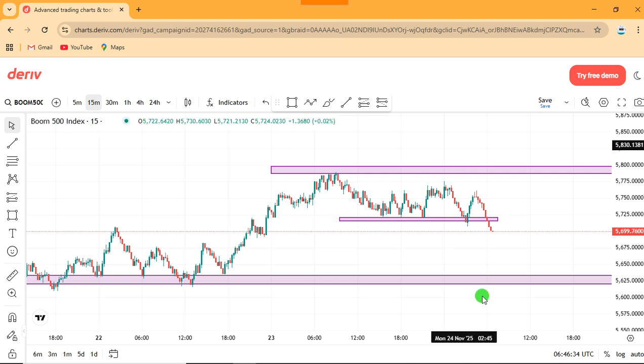So once again, above this or below this. And remember, I'll be dropping alerts whenever any of that happens. If it breaks above this, I drop alerts. If it breaks below this, I drop alerts.